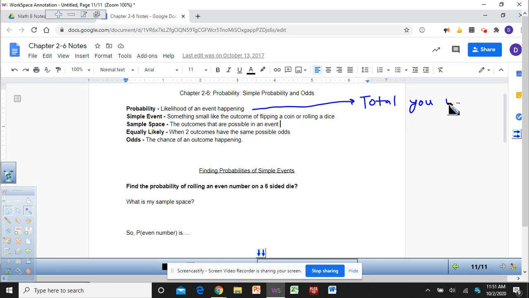So, I'm just going to put total you want. So, if you want 6 things to happen, you'd put a 6. If you want 5, 4, you put that there. Out of the total outcomes. And an outcome means how many things can happen.